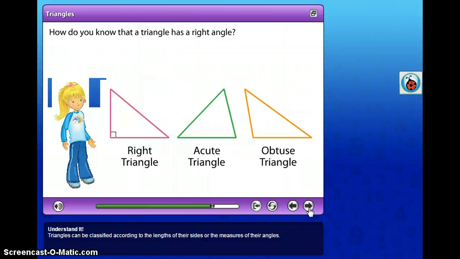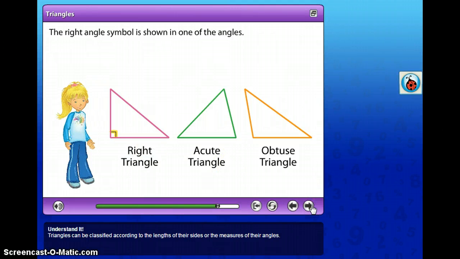Right. Usually, they may have that box right there to let you know this is a 90-degree angle. But if it's not marked and you're not sure, you need to get out a protractor and measure that angle. Don't just assume that it's going to be 90 degrees, okay?